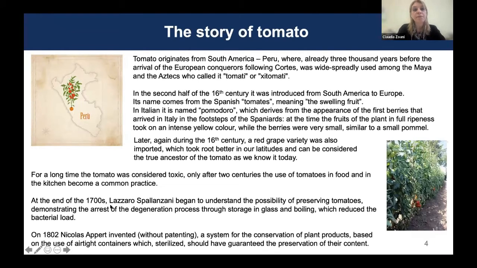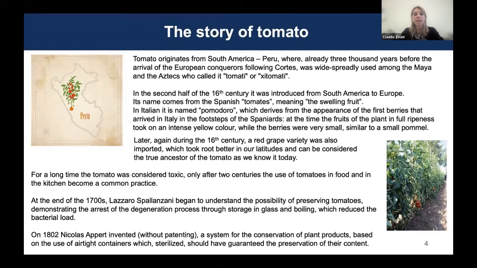Its story, it originates from South America and mostly from Peru, where it was grown thousands years before its arrival in Europe. And then it was introduced from South America to Europe in the 16th century. Its name comes from Spanish tomates, that means the swelling fruit, and in Italy we name it pomodoro, which provides further description of the fruit, since it is referred to the appearance of the berries that arrived in Italy, and they were in their full ripeness, so with an intense yellow color.